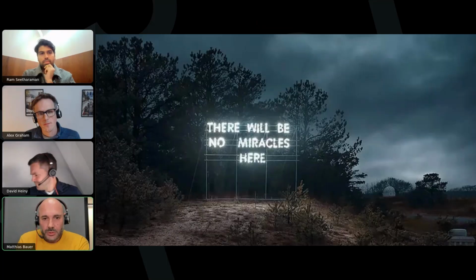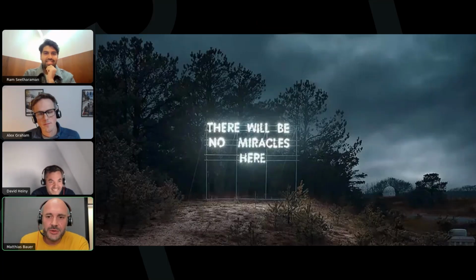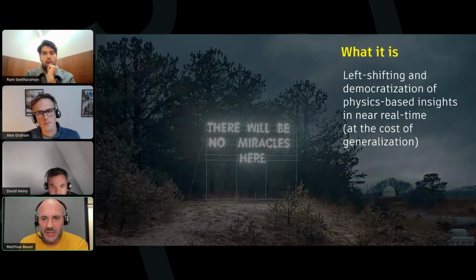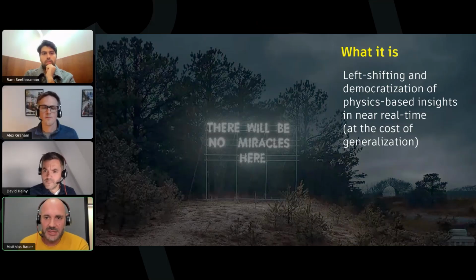So what's physics AI useful then? What's a new thing you can do? It's obviously not a magic bullet, but what it can do is it allows to left shift and to democratize physics-based insights. So you can get people insights into the physical performance of a product that didn't have it before, and you can also give it to more people that either couldn't have it because it was just too expensive to run a simulation, or because it's an expert tool and they weren't trained to use it.